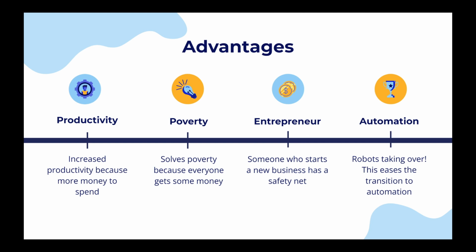It also solves automation because obviously there are going to be arguments and debate on how, oh, AI is taking over, automation is going to happen, robots are taking over our jobs. With a basic income, people are still going to get paid. So even if these people are jobless, their jobs get taken over by AI, they're still going to get money, so they can use the money during their job searching time and try to get a different job. So it eases the transition to automation.